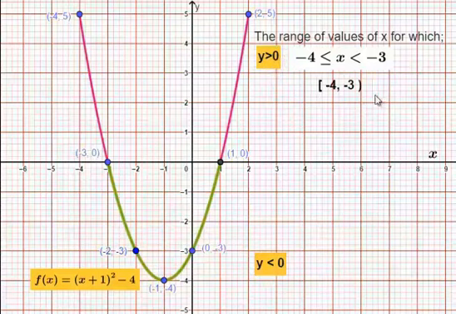If you want to write it in the interval notation form, negative 4 is included, so we have our closed bracket, and negative 3 is excluded. That's why we have an open bracket.